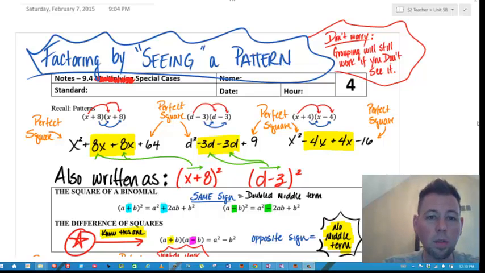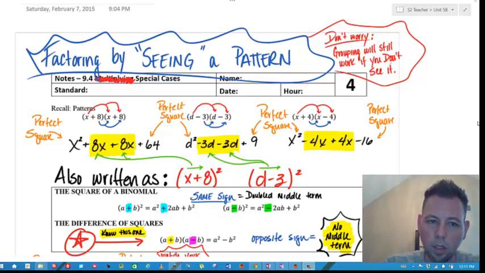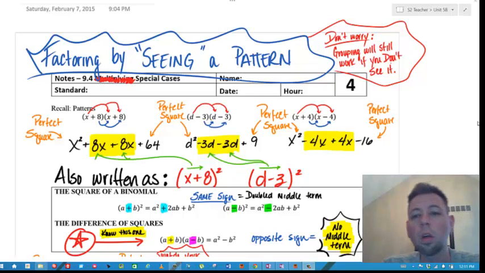Okay, hi and welcome to our special cases notes. We're going to go ahead and learn how to factor by special cases. You'll notice at the top here I've written factoring by seeing a pattern. We're going to notice a pattern. We'll do it with multiplication. And then we're going to go ahead and do the opposite of that by factoring back to this original part.